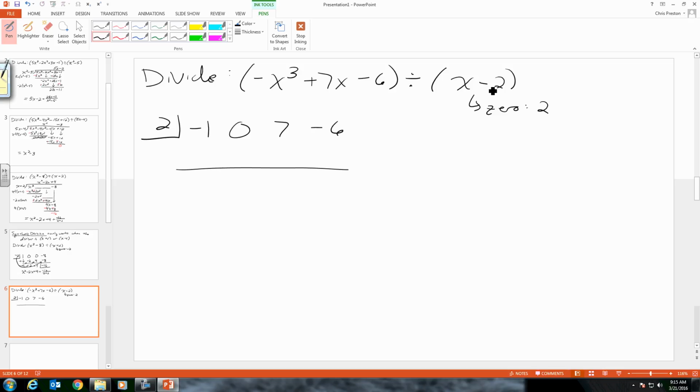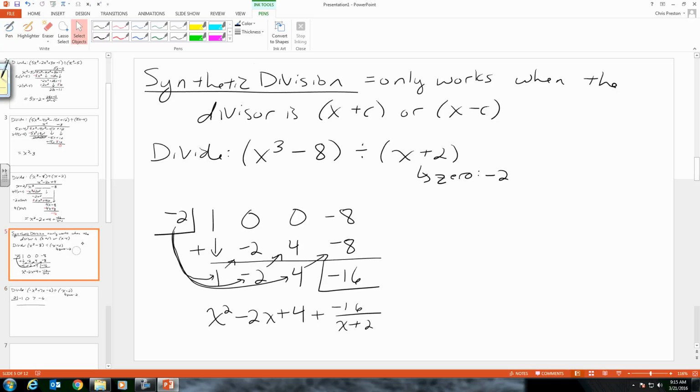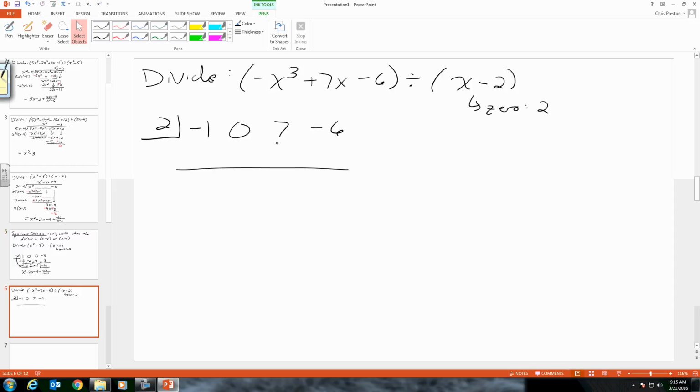So you see, if it's an x minus a number, you're going to get a positive number. If it's an x plus a number, like we saw in the previous example, it's going to be a negative number. And what makes it 0? That's what we're looking at here. So, all right, bring this first one down. -1. 2 times -1 is -2. We add, so that's -2. 2 times -2 is -4. Add. 2 times 3 is 6. Add 0. This is the remainder.